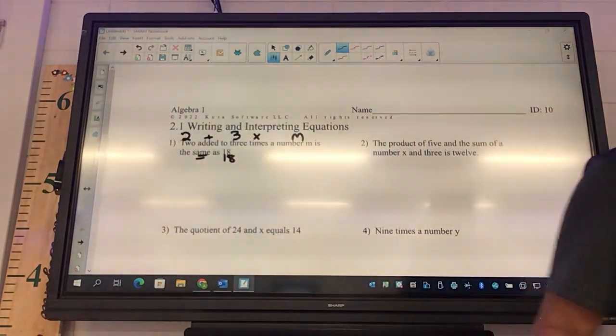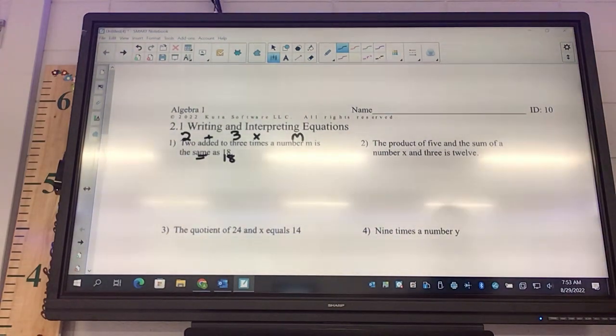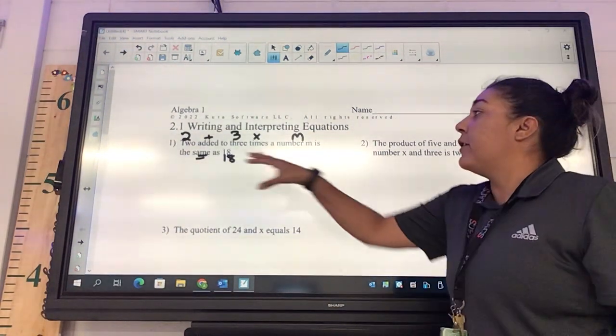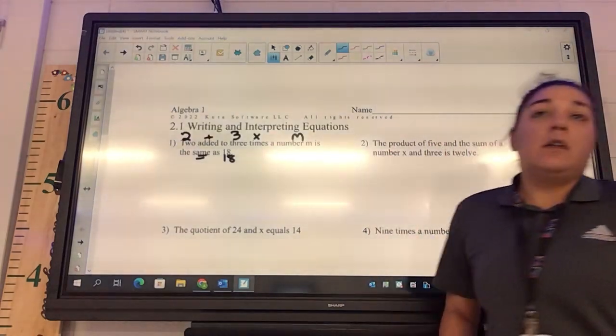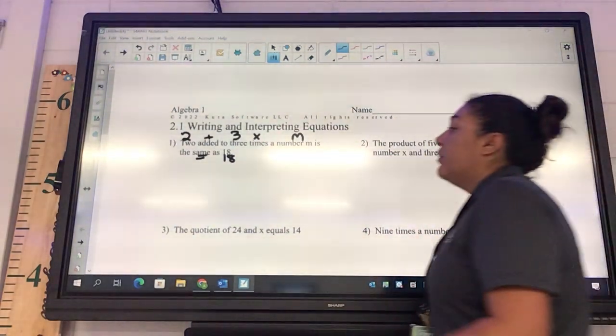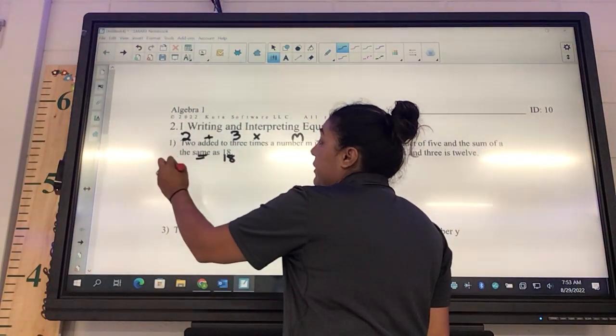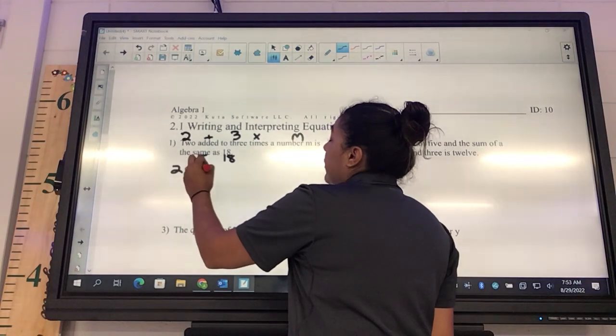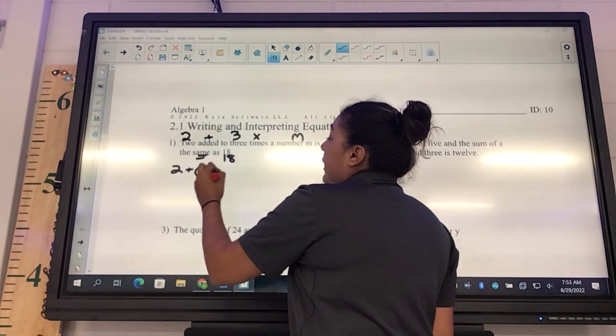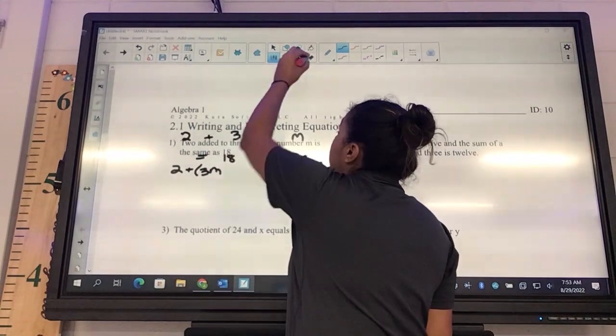Okay, and now you kind of got to think about your order of operations. So what goes together? Because you can't leave all this. The 3 plus m goes together. So you say 2 plus 3 times a number. So you can say 3m, or you can say like this.